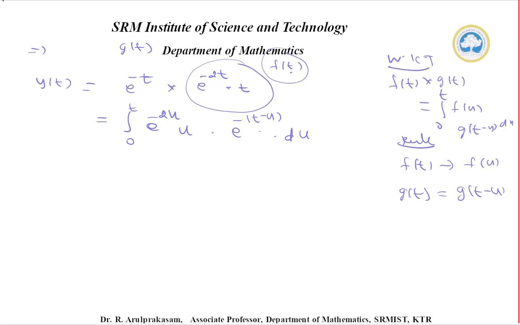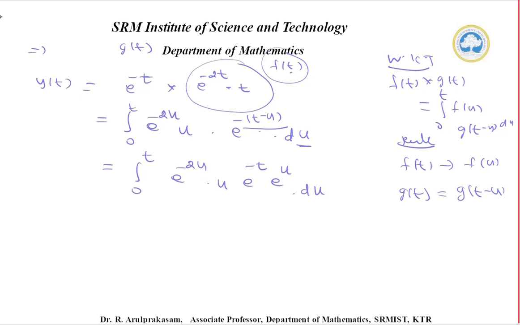Now I can simplify this integration. My integrating variable is u. So here, integral 0 to t of e to the power minus 2u into u. In this step, I am changing e to the power minus (t minus u) to e to the power minus t plus u, by the exponential property.